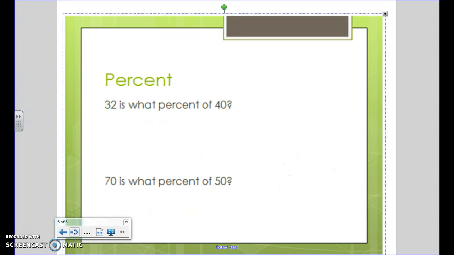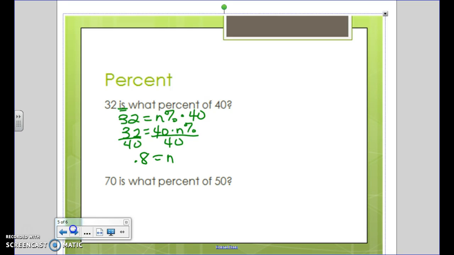It says 32 is what percent, we don't know the percent, of 40. And so again, I'm going to rewrite this. 32 equals 40 times whatever percent. And inverse operation says the inverse of multiply is divide. I know 32 divided by 40. In this case, I am going to go the decimal route. Is 0.8 equals n percent.